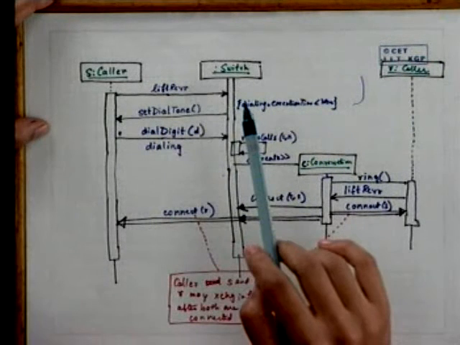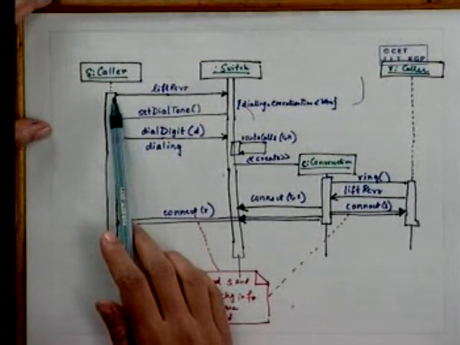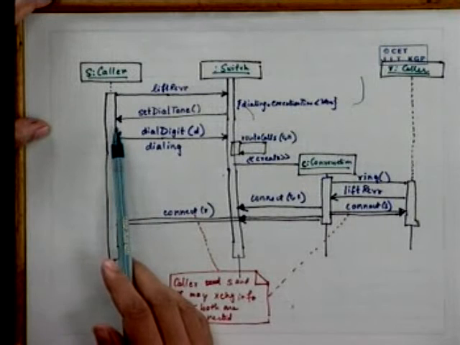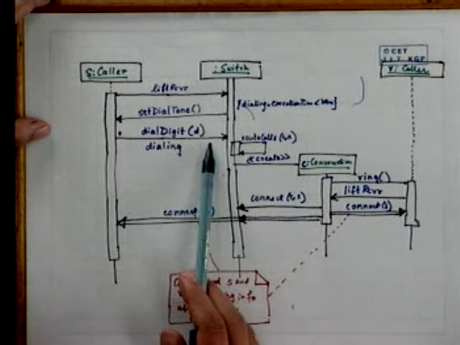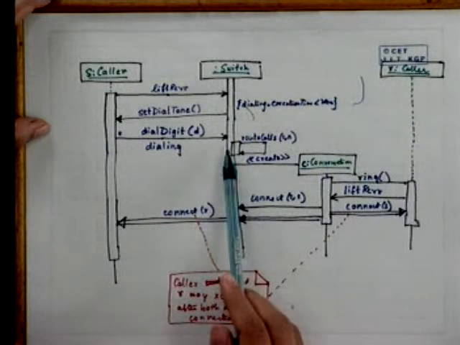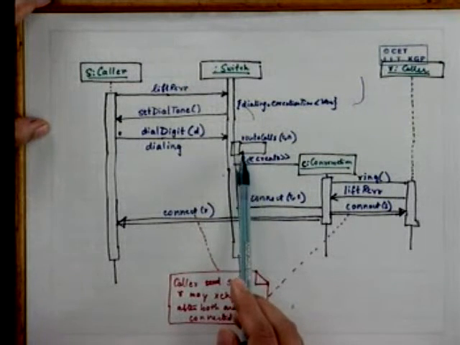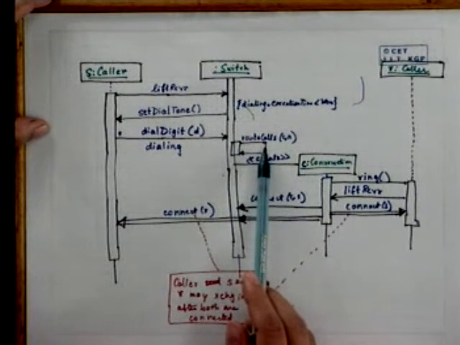And then we find out the set of messages which are exchanged between the objects in the order of the time in which the messages are exchanged. So first message, lift receiver, is between caller and switch, and then from switch to caller we have set dial tone. Then from caller to switch we have dial digit D, which is a dialing message. And then there is some activity which involves a self message call from switch to itself, which is route calls. So route calls SN.